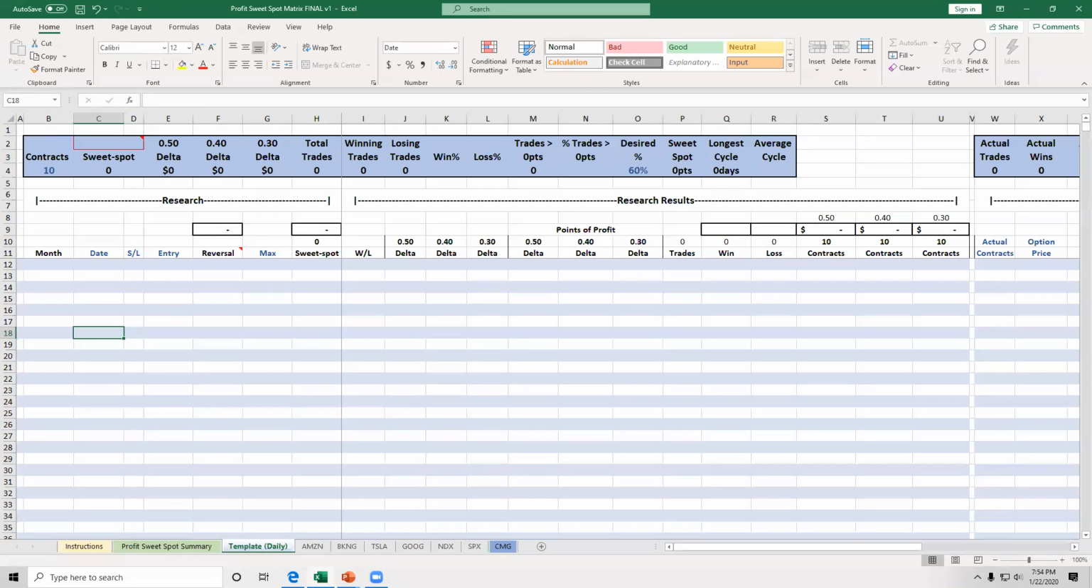So that's why we created the template, because some people will want to know what the full historical picture is on Apple or Netflix or ISRG or CMG or Shopify or any one of a number of stocks that you might be interested in following.